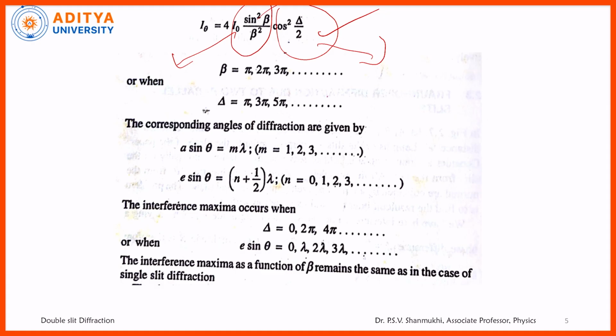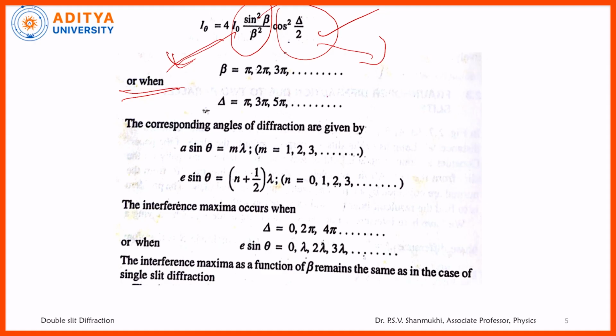What are the interference maxima? What are the diffraction maxima? What are the interference minima? What are the diffraction minima? That is what we have to determine here. Already in the single slit analysis, in the same way we analyzed sin square beta by beta square. So we are just taking the conditions from the single slit Fraunhofer diffraction case.